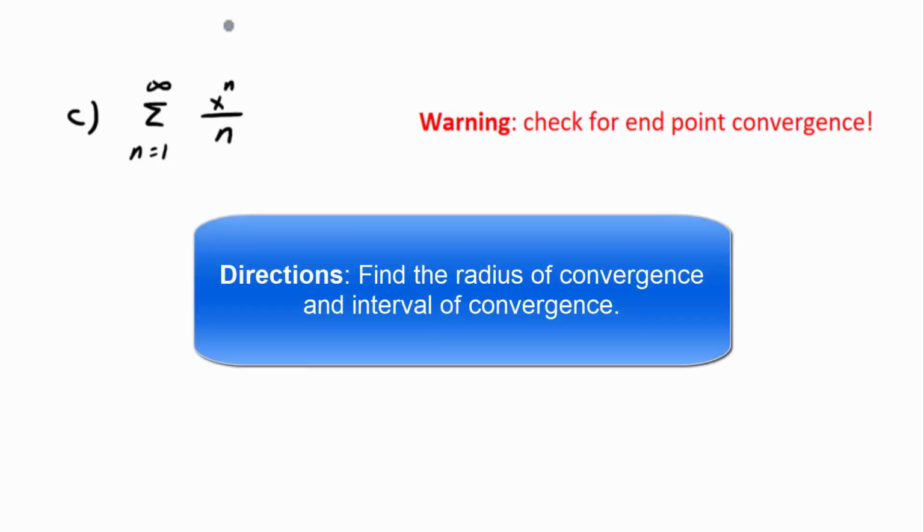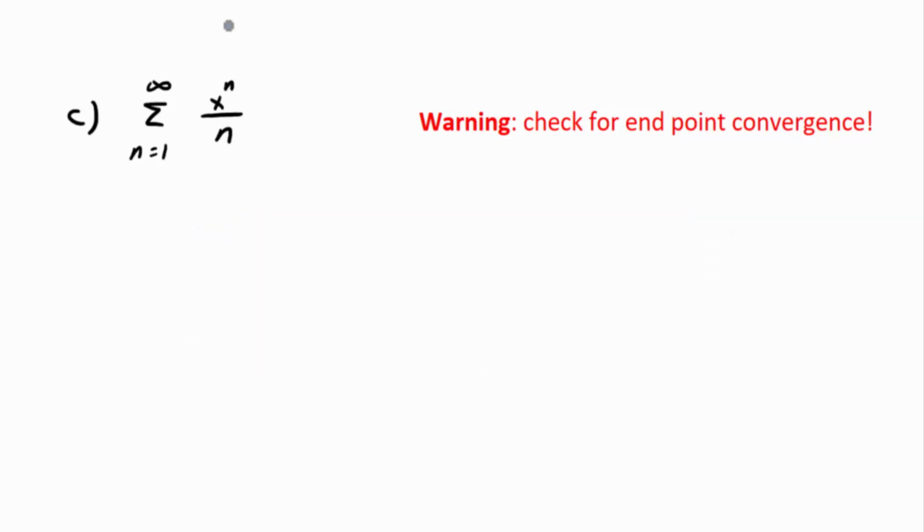The warning in this one is very important. We need to check for endpoint convergence. What I mean by that is when we get our interval of convergence, the ratio test won't tell us what's happening at the endpoints, because that's going to be the situation where the absolute value of a sub n plus 1 over a sub n converges to 1 at the endpoints. And so we have to individually check both endpoints of our interval of convergence.